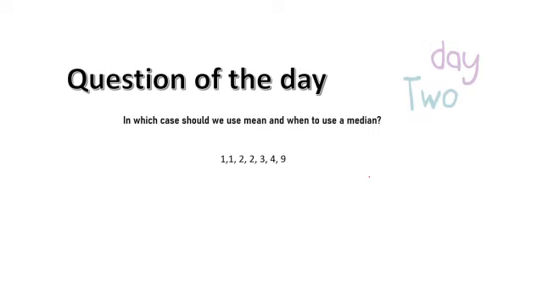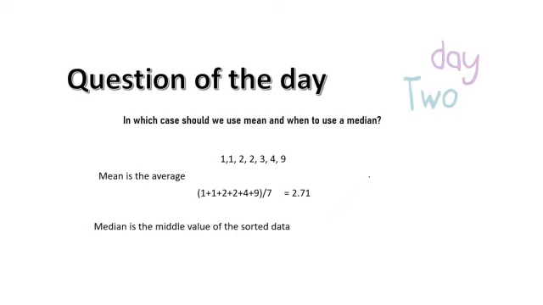What is a mean and what is a median? Suppose you are given a set of values like these. There are 7 values here, all in ascending order, and to find the mean, you need to find the average of the data set. In this case, that means the sum of the values divided by the number of values in the data set, which is 7, and that gives you 2.71.